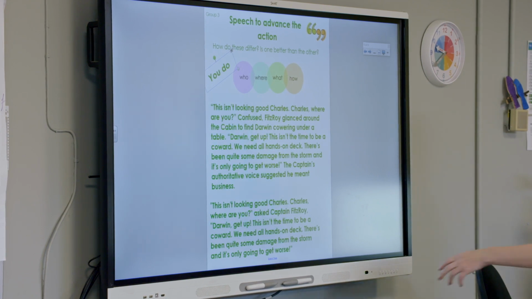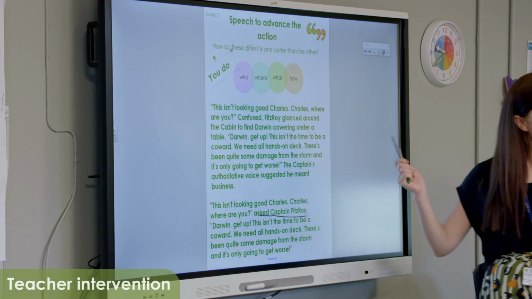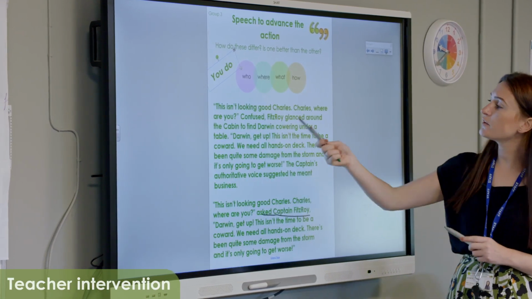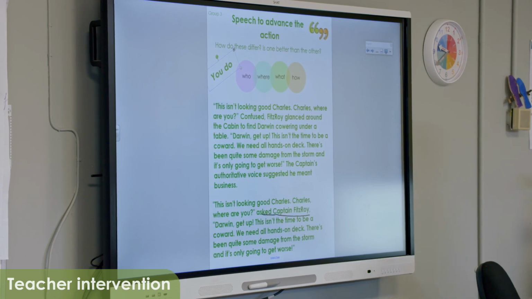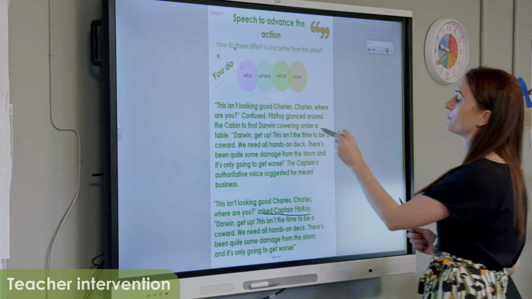So I'm looking at the reporting clause here. So asked Captain Fitzroy. I'm going to compare it to the reporting clause for the other one. Confused, Fitzroy glanced around the cabin to find Darwin cowering under a table.